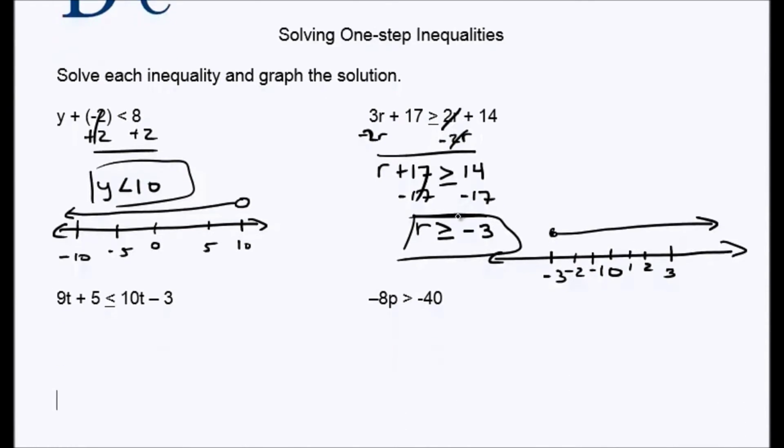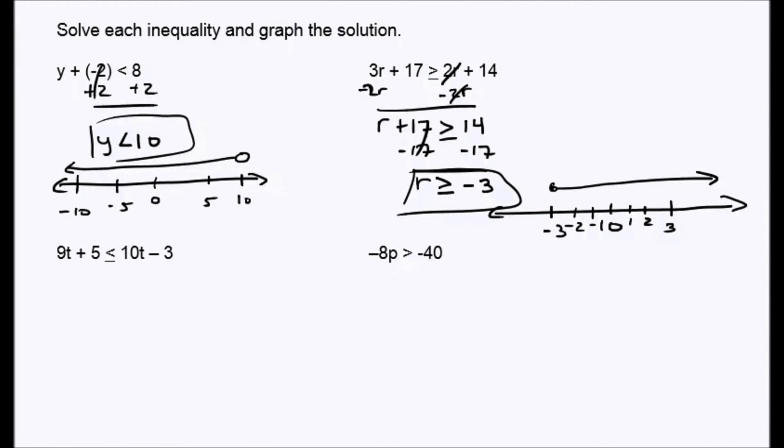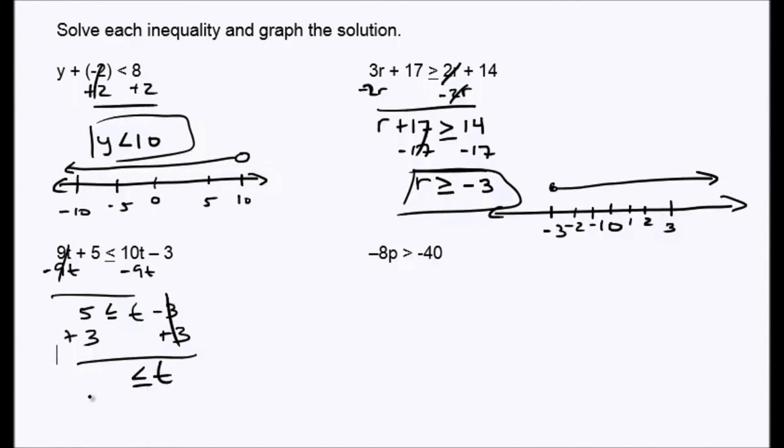Okay, let's move on. My next one is fairly similar to the one we just did, so I'm going to move a little fast. I'm going to eliminate one of the variables, my smaller one. So that's gone. So I have 5 is less than or equal to 10t minus 9t, which is just t, minus 3. I'm going to add 3 to both sides, so I could eliminate that, so I could get t by itself. So t is greater than or equal to 5 plus 3, which is 8.